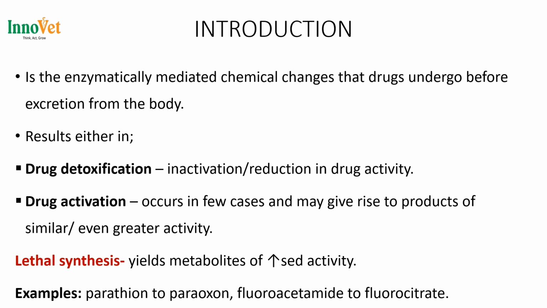So paraoxon is a powerful inhibitor of cholinesterase. Then the other one, we can have fluoroacetamide being converted to fluorocitrate. Fluorocitrate is a specific inhibitor of the enzyme aconitase.